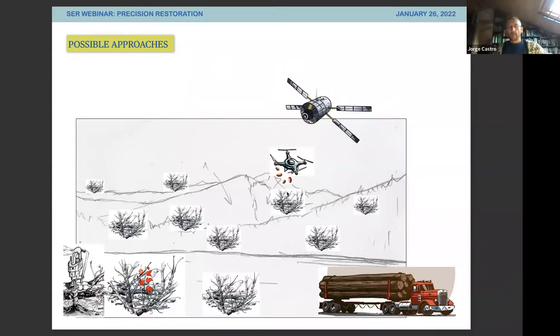I mean, I'm finishing the presentation basically to say that there are other options, that there are many, many possibilities to approach the restoration, and that we might be much more efficient and precise. This, in our opinion, might reduce the cost considerably, because we could focus, and we have to focus, on particular seedlings. Obviously, many seedlings will die, of course.